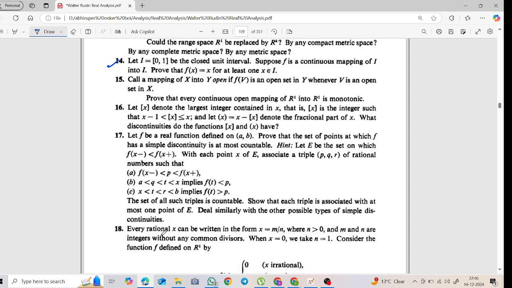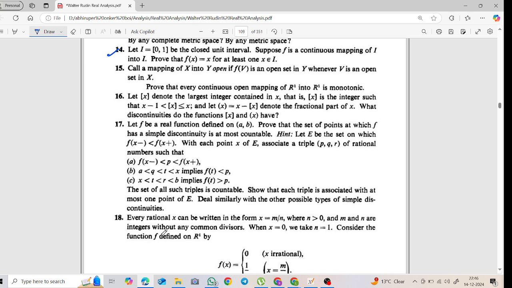15. Call a map. Okay, try this. Try this for 5-6 minutes. Not 5, 6, 3, 4 minutes. At least think about it. How to do 15.